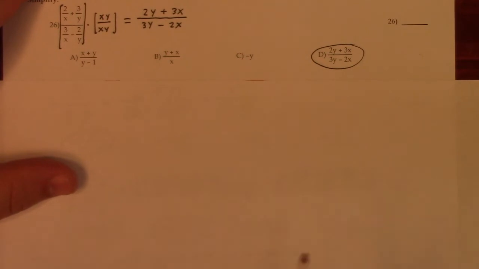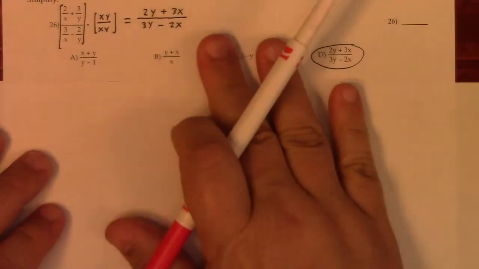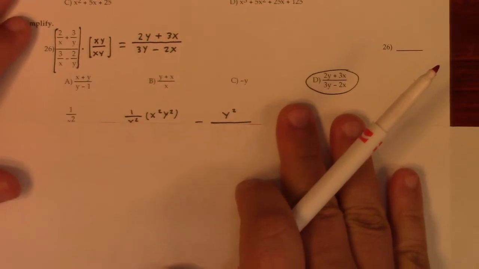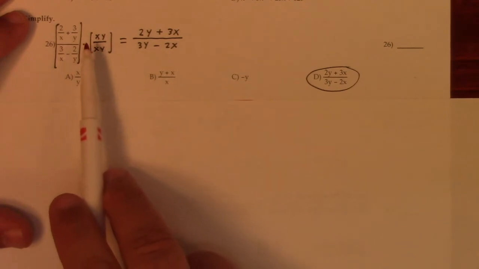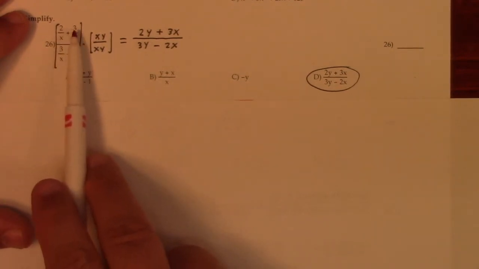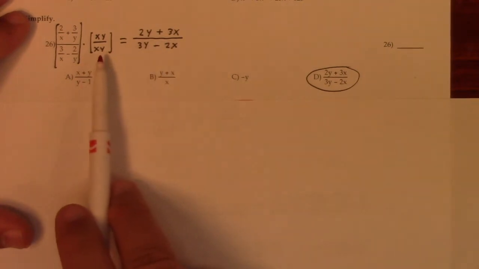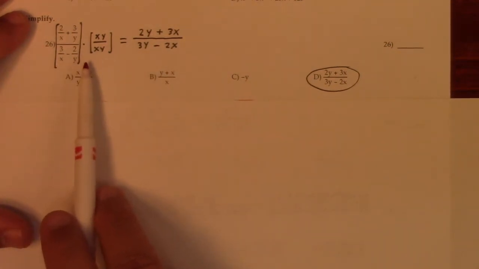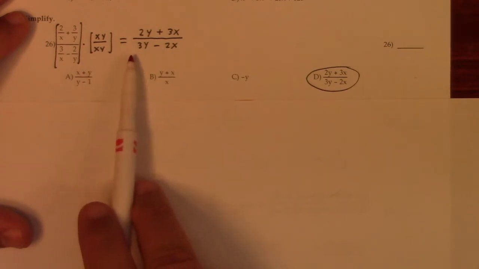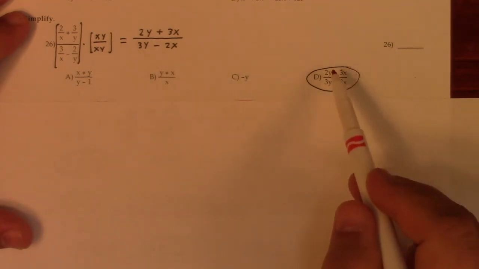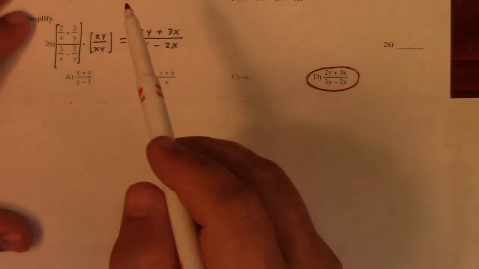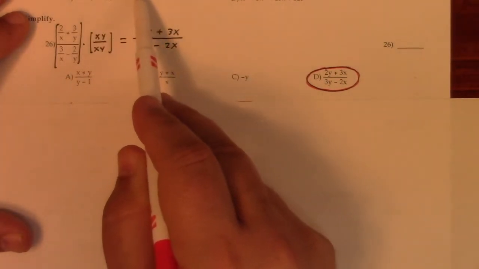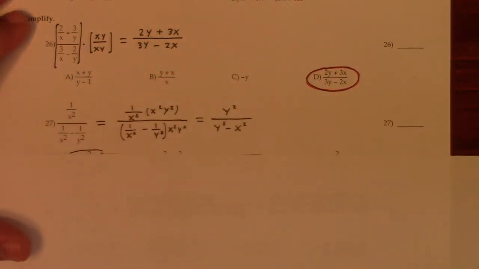Number 26, to simplify this compound fraction, I just multiply top and bottom by xy, and then x cancels with the first, y cancels with the second, leaving me 2y plus 3x. Downstairs, x cancels with the 3 over x, and y cancels with the 2 over y. As I multiply this through there and distribute, I get 3y minus 2x. So the answer is D. All right, oh, I forgot to circle the last one. All right, next up, 27.